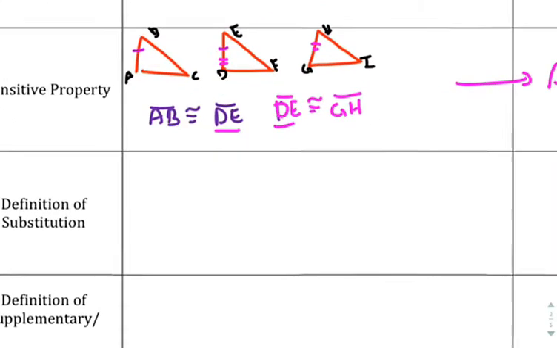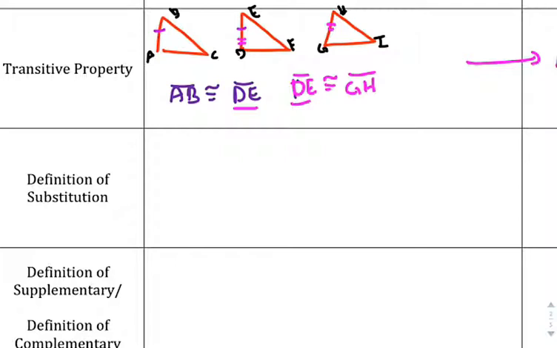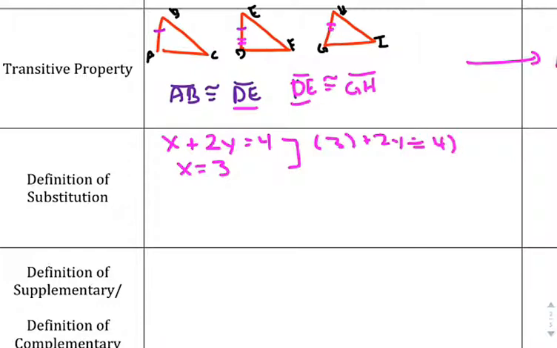All right, let's talk substitution. This one is very, very algebraic. If you recall an equation like this, let's say you have x plus 2y equals 4, and then you're told later on that x is equal to 3. I bet everyone in here would put the 3 in place of the x.